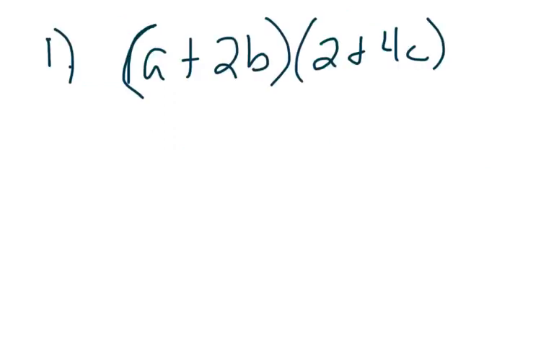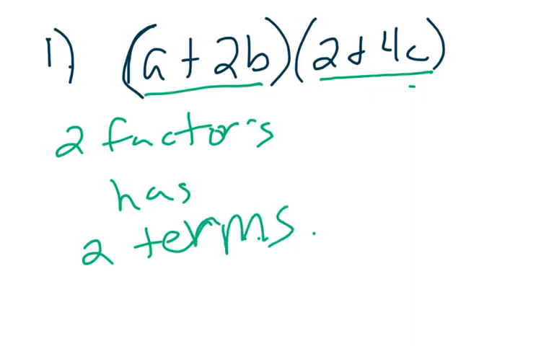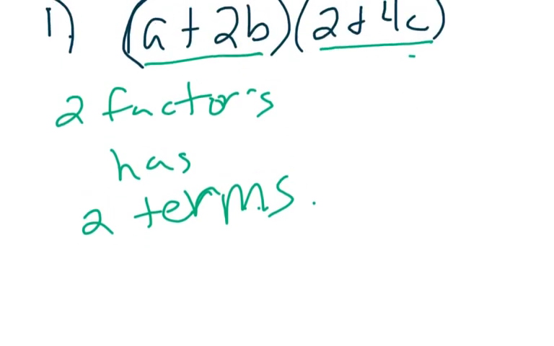And so if we look at this, one of the questions you might be asked is, how many factors are there? Well, you're multiplying these terms here to these terms here. So we have two things that are being multiplied. So this tells us there are two factors, and each of those factors has two terms. We have two things that are being multiplied, and there are two terms for each one.